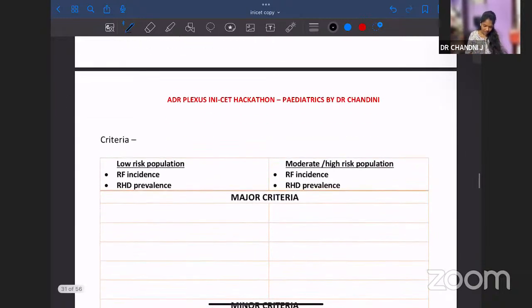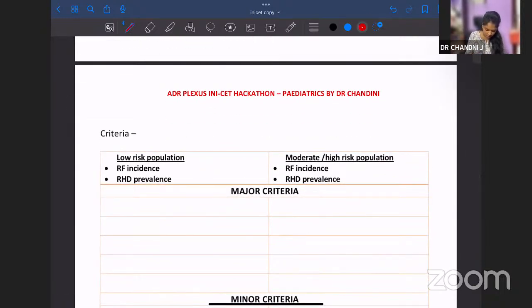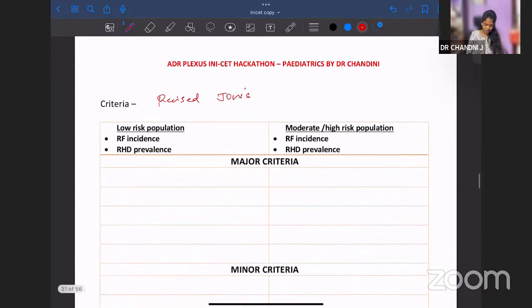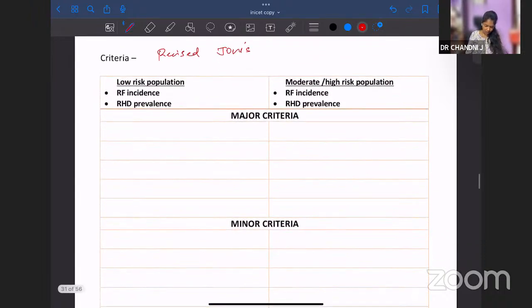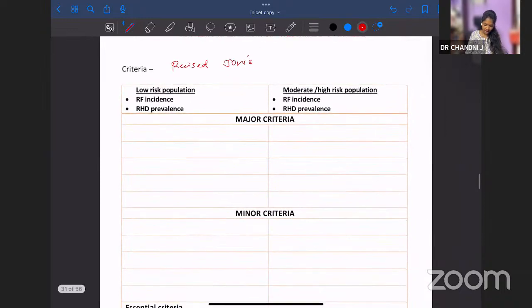Now, coming to rheumatic fever criteria. Rheumatic fever criteria is called as what? Revised or modified Jones criteria. Okay. So here you divide them based on what? The risk group. Low risk and high risk population.